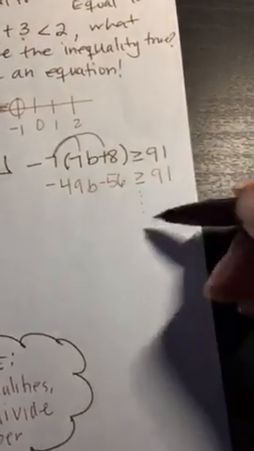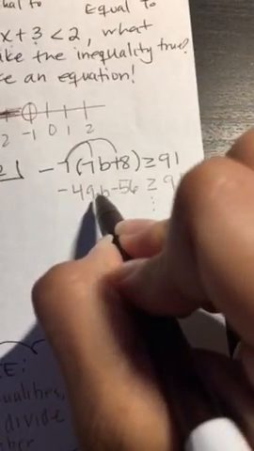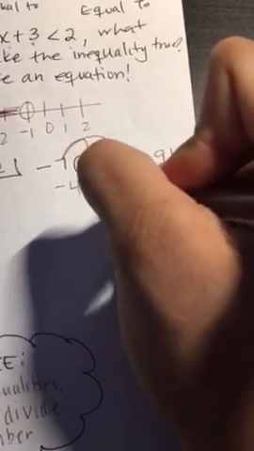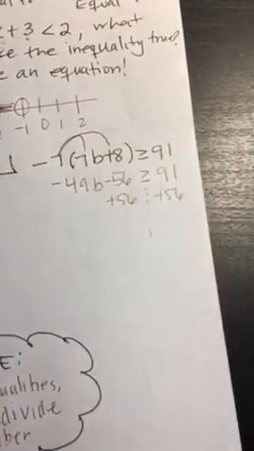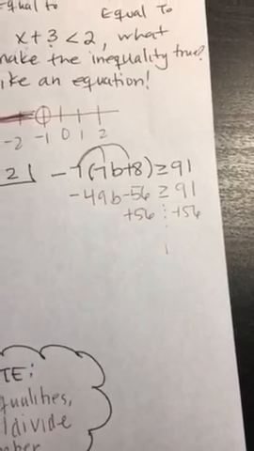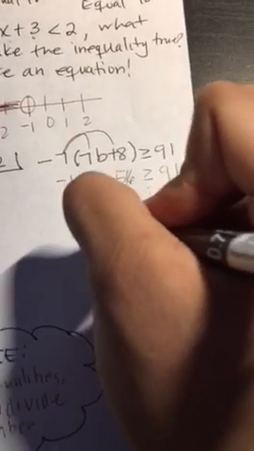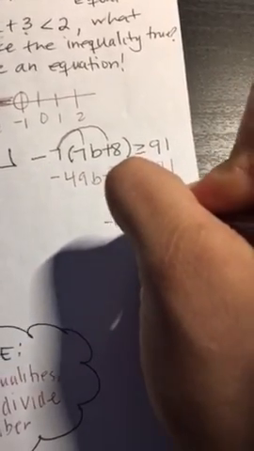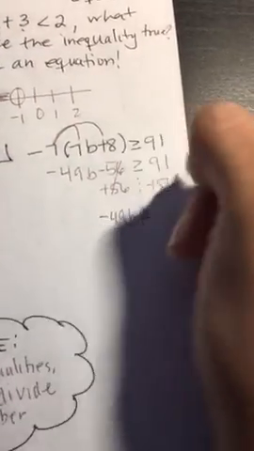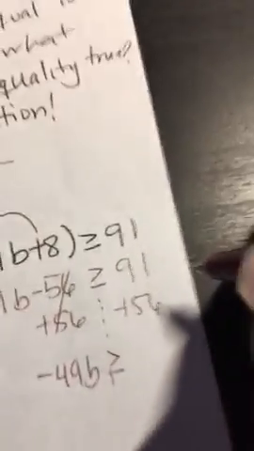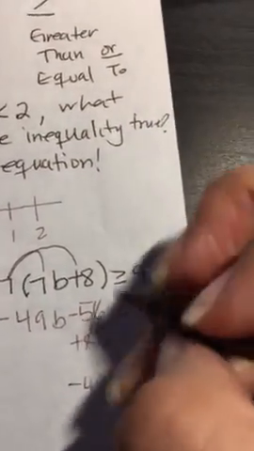Now, pretend that this was your wall here. What are you going to do first? You want to isolate this right here. Isolate your variable. So I'm going to say plus 56 here, plus 56 here. Additive inverse. That's going to combine like terms and equal 0. So now I'm left with negative 49b is greater than or equal to 91 plus 56, which I believe is 147. Sorry, hold on. Yeah, 147.